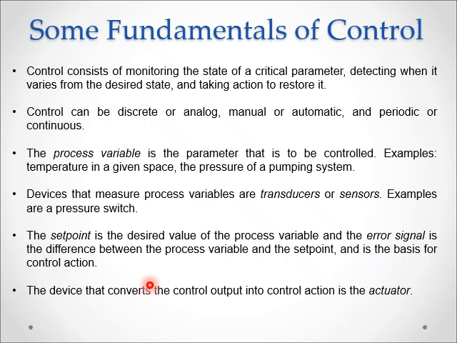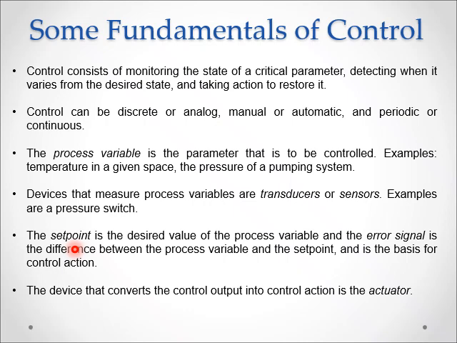The process variable is a parameter that is to be controlled. Example, temperature of a given space, pressure of a pumping system, and so on and so forth. A device that measures the variables is called a transducer or sensor. Example, a pressure switch or a bimetallic strip temperature switch, an encoder or force gauge. All these things are sensors that are used to carry out control actions.